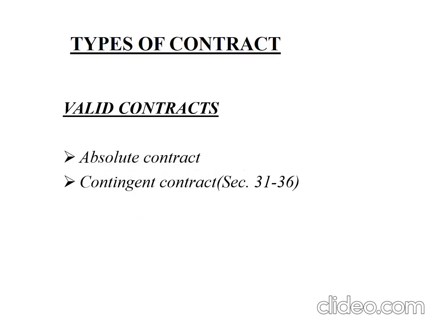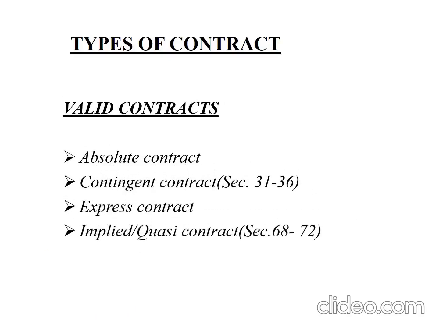So, types of contract. First, valid contract, absolute contract, contingent contract, express contract, and implied or quasi-contract. Absolute contract means a contract which is without any condition or does not depend on any particular act. Contingent contract is a contract which depends on the happening of some future event. Express contract means a contract which has been specifically expressed in some form, like a written contract. Implied or quasi-contracts are contracts which are implied by nature.